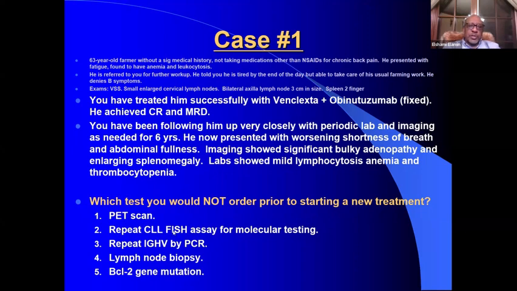We do repeat the FISH for the molecular testing. We need that because, as we said, at the time of relapse the patient may gain a new gene mutation, a BCL2 gene mutation because of the Venclexta. We want to make sure the patient may still respond after 6 years. If he has the gene mutation, then Venclexta is out. So we don't repeat the IGHV, that's true.